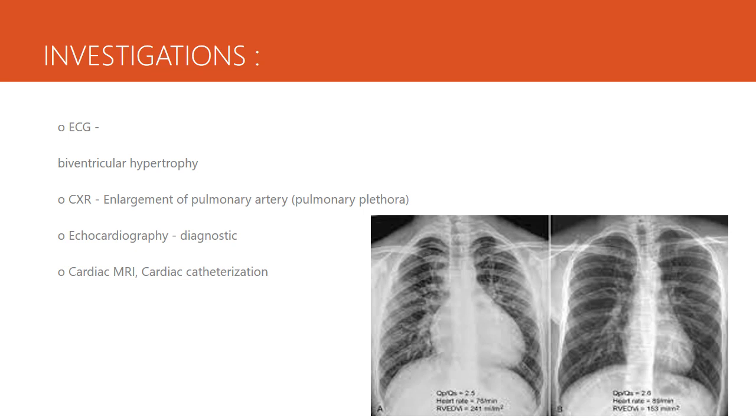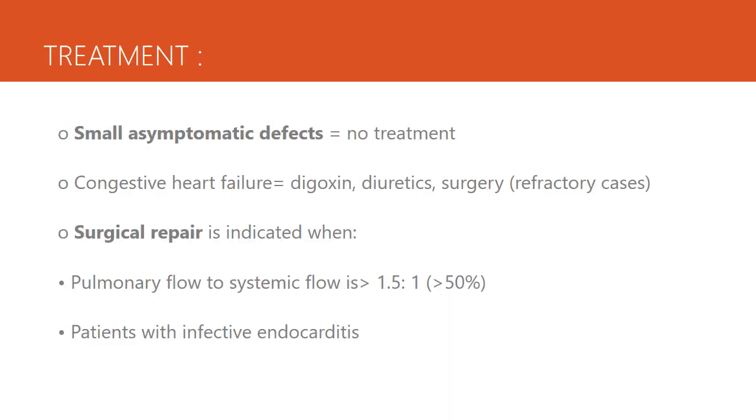ECG may show biventricular hypertrophy. The right ventricular hypertrophy is due to pulmonary hypertension, whereas the left ventricular hypertrophy is due to excess blood originating from the right side of the heart. Chest X-ray may show enlargement of the pulmonary artery, which is known as pulmonary plethora. Echocardiography is diagnostic. Other investigations like cardiac MRI and cardiac catheterization can also be performed.